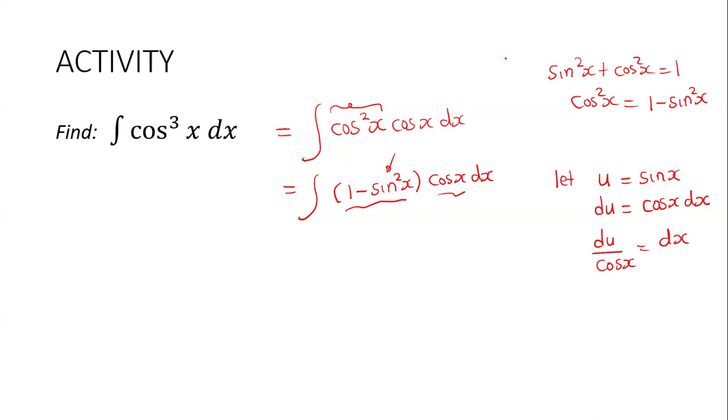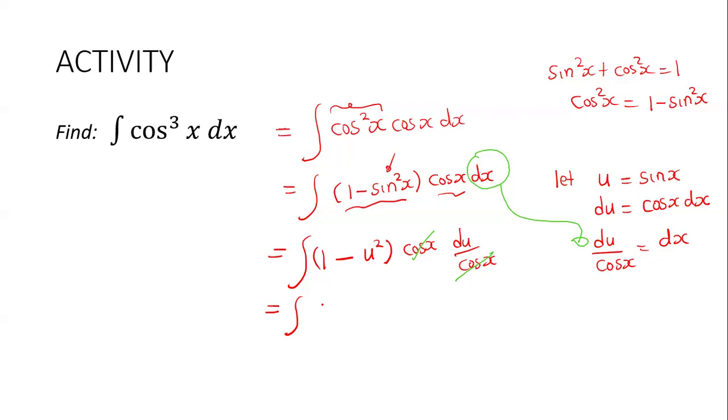Now, I'll come back to my equation. Where there is dx, I'll substitute this. So this is the same as the integral of 1 minus, since sine x is u, u squared, and cos x I leave there. Then dx is du out of cos x. Mathematically, the cos x cancels, and I remain with the integral of 1 minus u squared du.